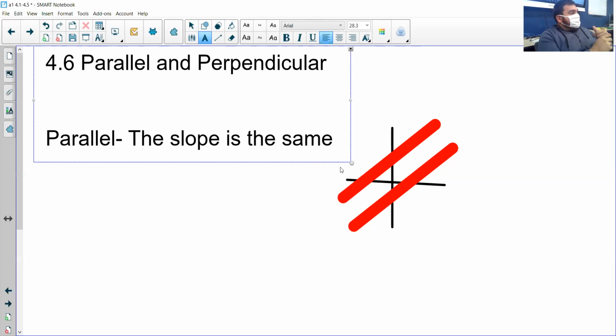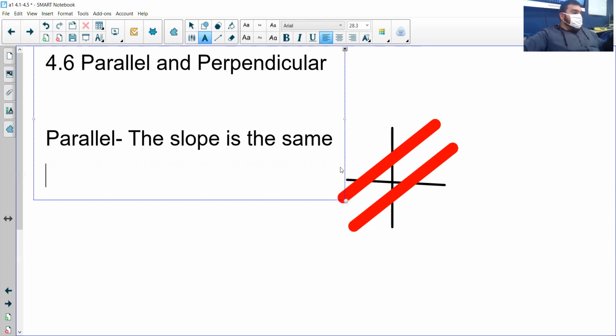Oh, perpendicular is probably gonna be the slope of this. Something like that, yeah. That's what you care about. Parallel is the slope is the same. If you want, do you know what a parallel line is? Okay, then you don't need to write the definition.